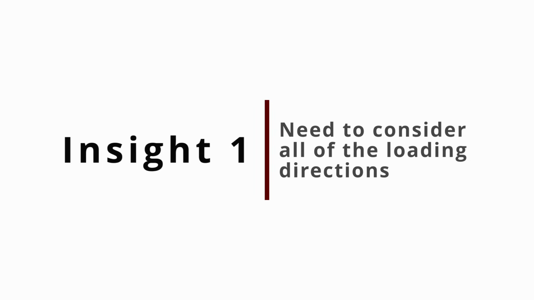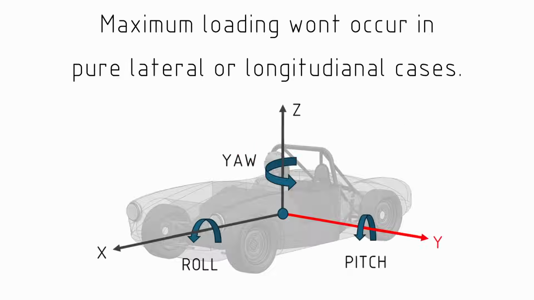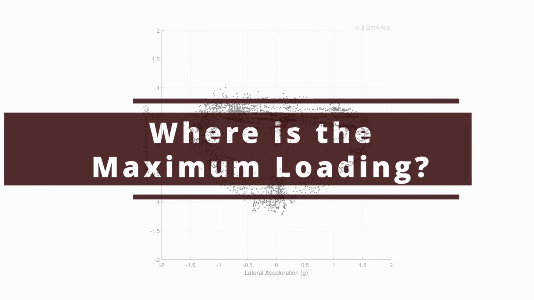Let's get started. The first insight is that the maximum load you're going to have in a suspension system won't be in pure cornering or pure braking or pure acceleration. It's actually going to be a combination of lateral loading and longitudinal loading.